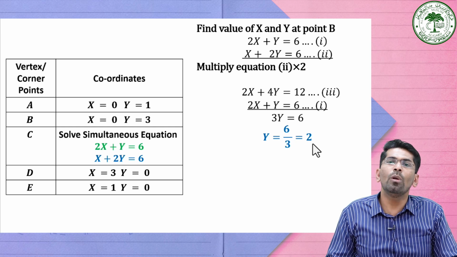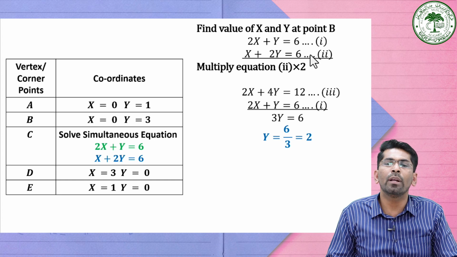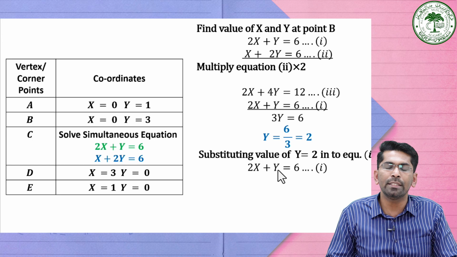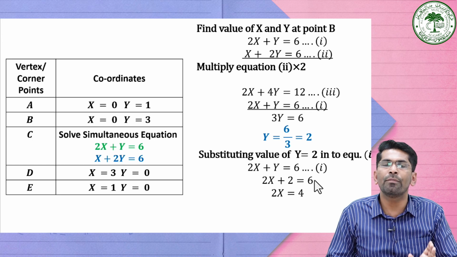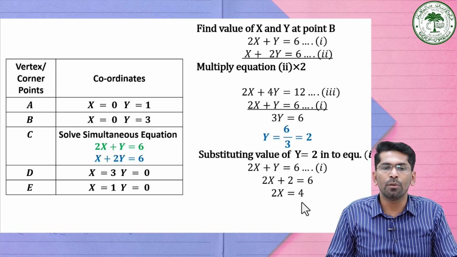When y is equal to 2, we can substitute the value of y is equal to 2 into any one of the equations. Here we are going to substitute in equation number 1. Equation number 1 is 2x plus y is equal to 6. Substituting y is equal to 2 here, this will become 2x plus 2 is equal to 6. Solving for x, 2x is equal to 6 minus 2, that means we are subtracting 2 from both sides, so 6 minus 2 is equal to 4.